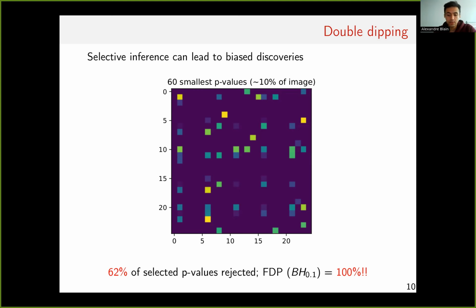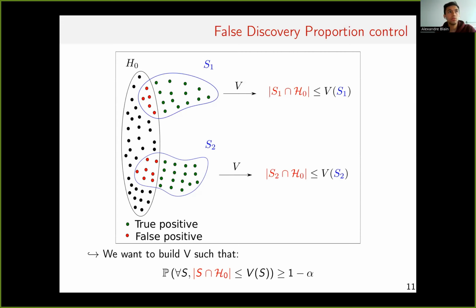Okay. And so the thing that you want to do to avoid this problem is to have what we call false discovery proportion control, FDP control in short. In the sense that whatever the subset of hypotheses that you choose, so in practice, this will be a region of the brain. So here you have two sets in blue. You are able to control the proportion of false discoveries, which is the number of false discoveries, which are the red dots here. So you want a function V, which upper bounds this number here, which is the number of false positives in S1. You want it bounded by V of S1, etc.